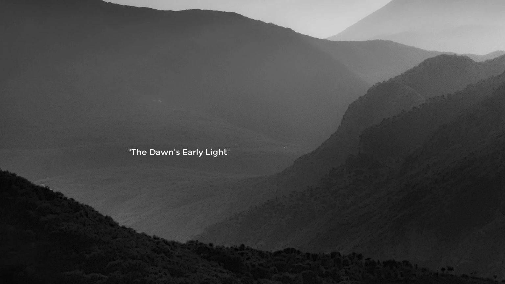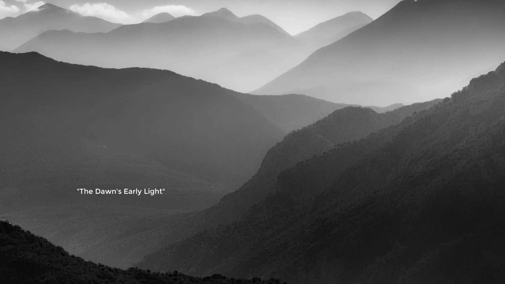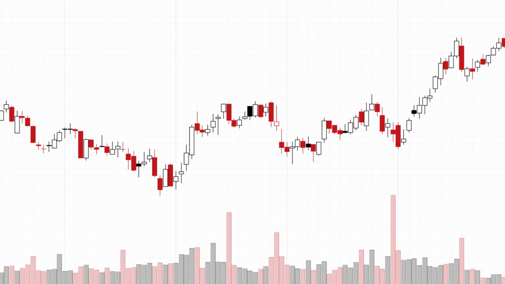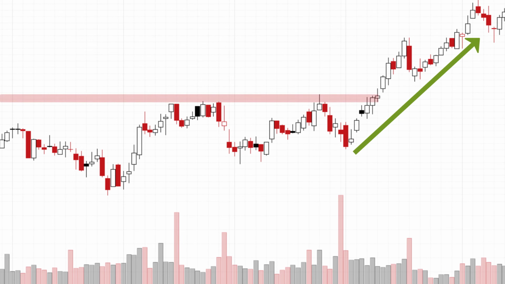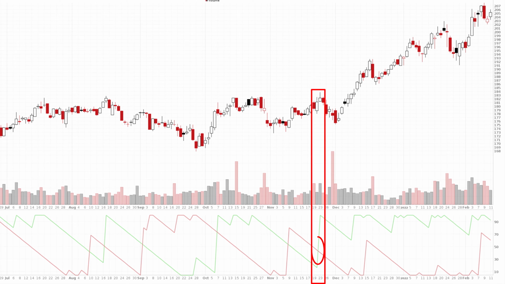The name for this indicator sounds rather exotic. It literally refers to the dawn's early light in Sanskrit, and the connection to the world of technical analysis is quickly made when you give it some thought. The dawn is a reference to the new trend, and with the early light there is a reference to the ability of this indicator to make the new trend visible at an early stage.